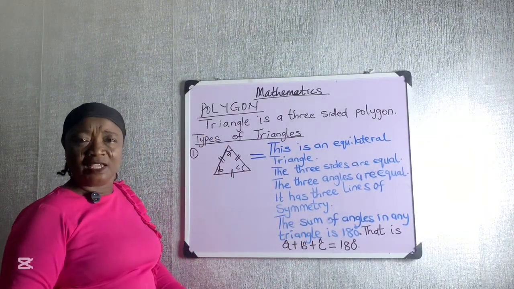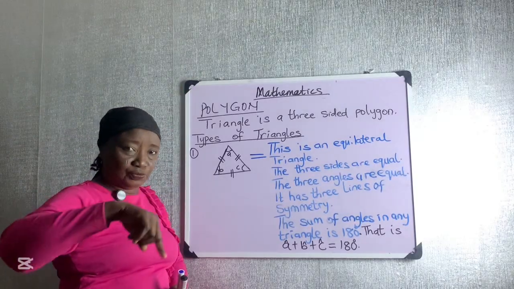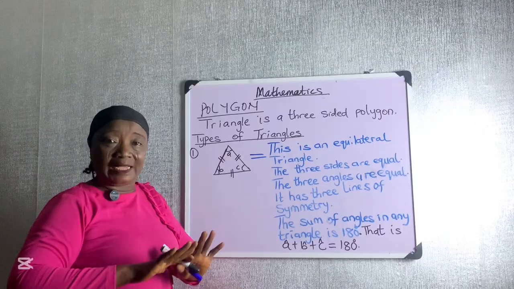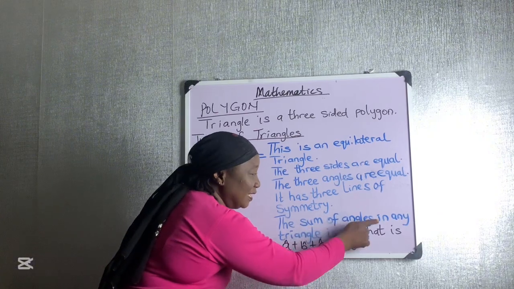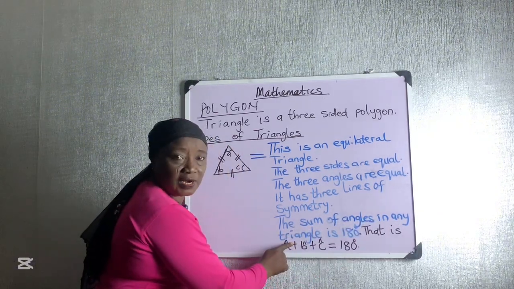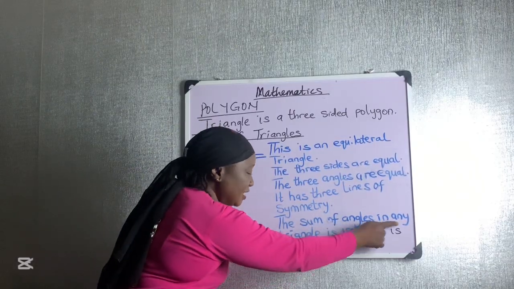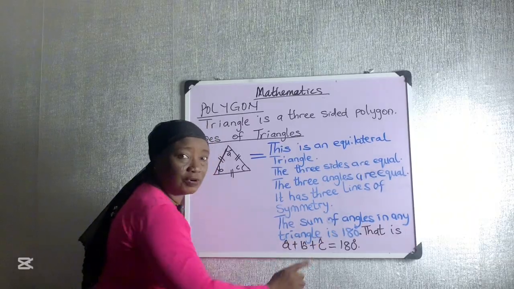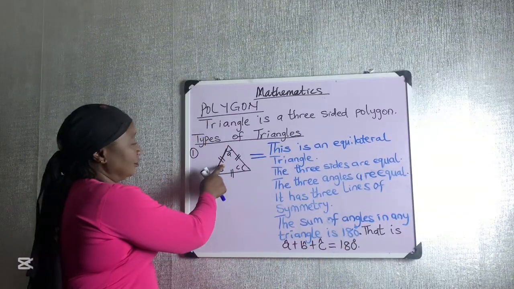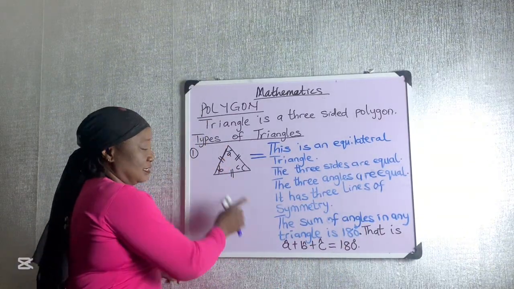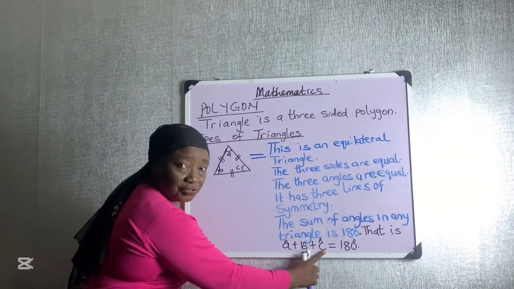How do I identify an equilateral triangle? Three lines of symmetry. When the lines are drawn, it makes the shape to be what? Identical. You have to note that the sum of angles in any triangle is 180 degrees. As you can see here, the three angles A, B, C, when you sum them together, will give 180 degrees.